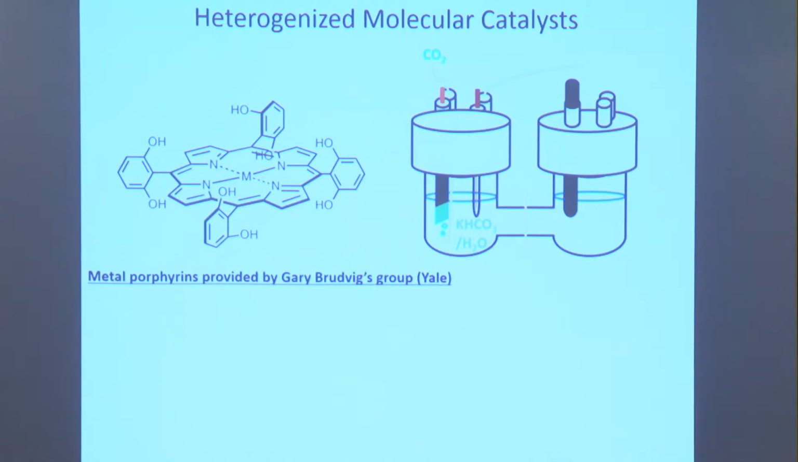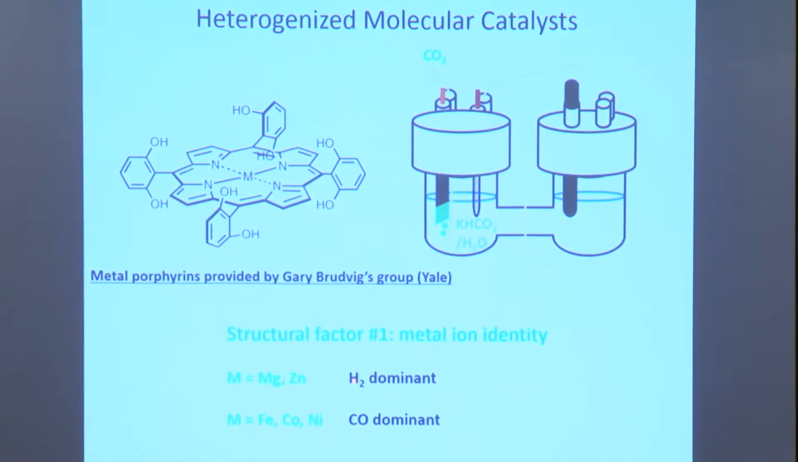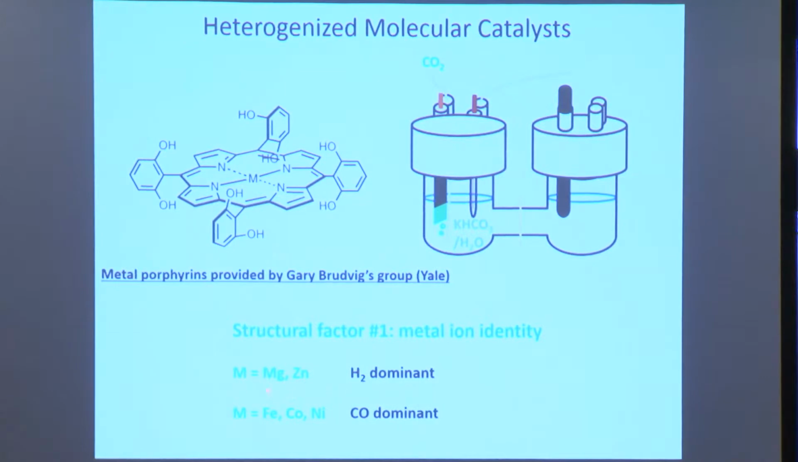So that's what we did to begin with, and all those metal porphyrin complexes were provided by my colleague Professor Gary Brudvig's group. Okay, so we did that, right? And the first thing that we looked at is the structure of this complex. We varied the identity of the metal ion first. If we go to, for example, magnesium or zinc as the metal ion, then pretty much they're not very active for CO2 reduction. Instead, in this aqueous solution, they catalyze water reduction, and H2 is the major product, so it runs all the side reactions. Then if we go to iron or cobalt or nickel as metal centers, they are pretty much CO dominant.